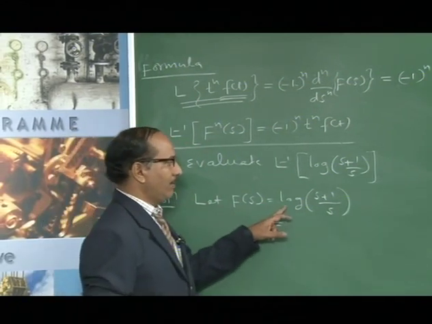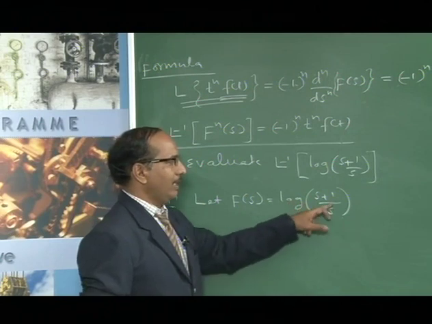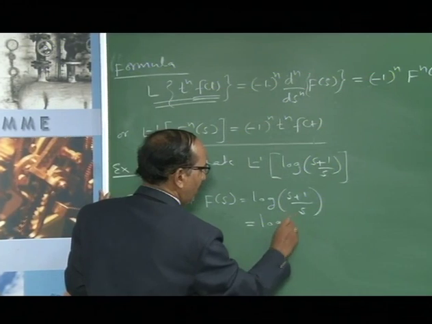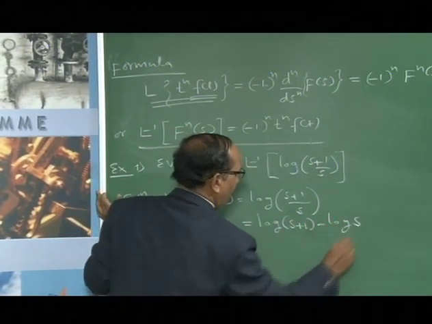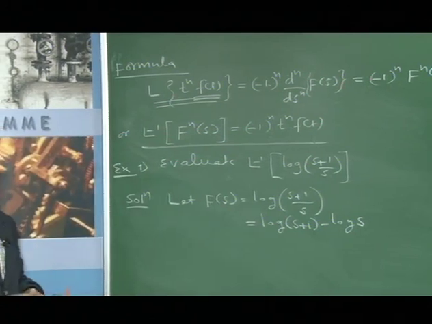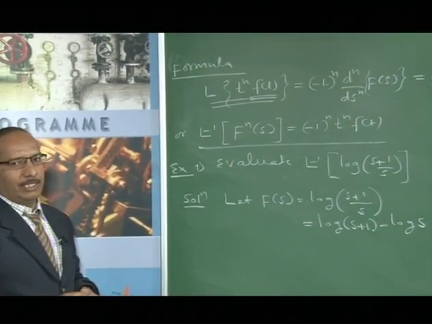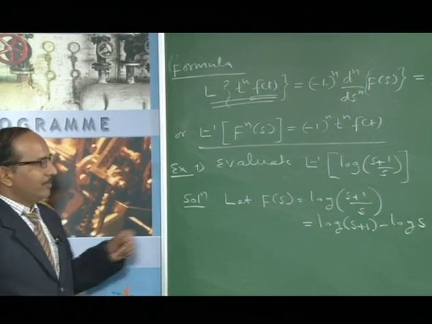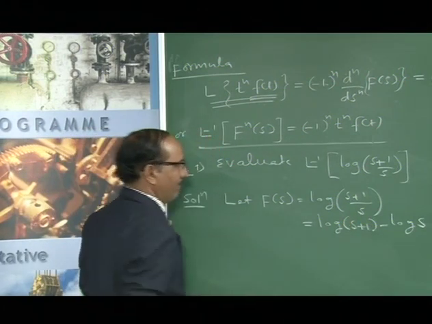What is the logarithmic property? Log of a divided by b can be written as log a minus log b. So this is simplified to log of (s plus 1) minus log of s. Every stage you can check whether the inverse tables are available or not. Log of (s plus 1), we don't know the inverse of this, even log of s also.